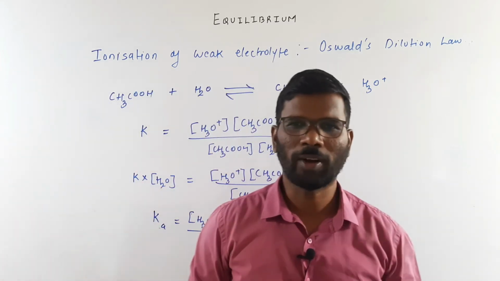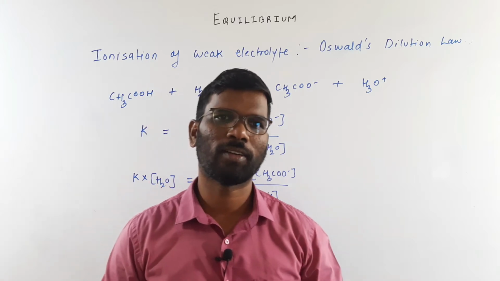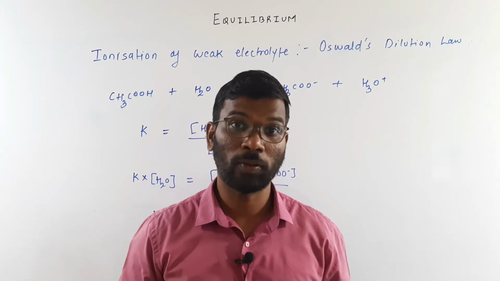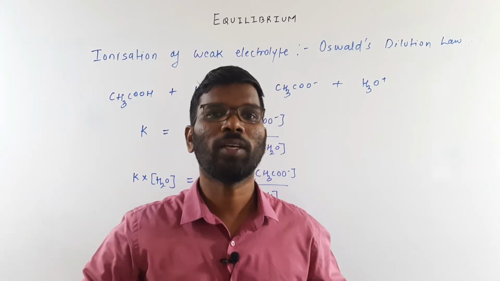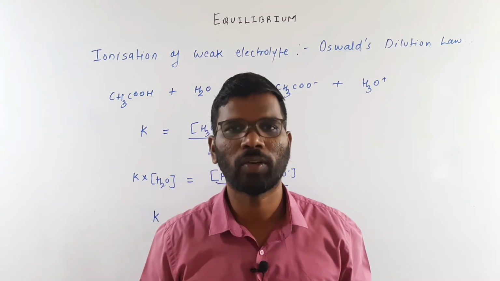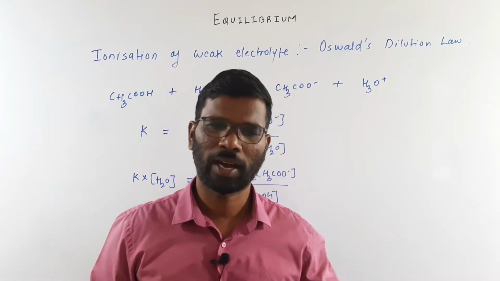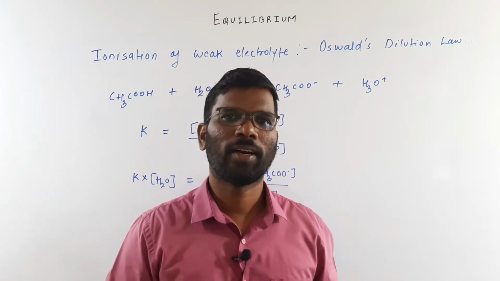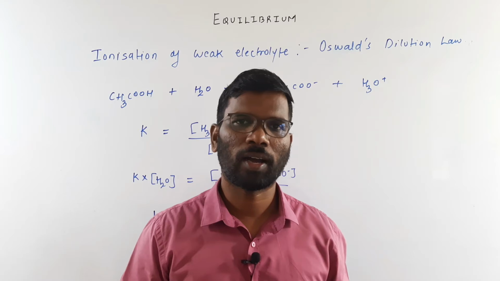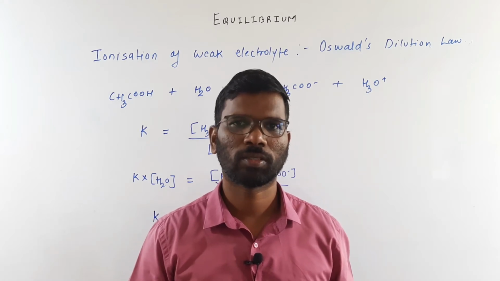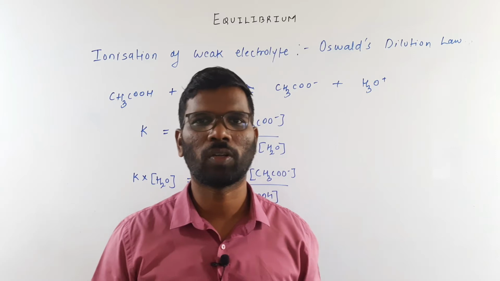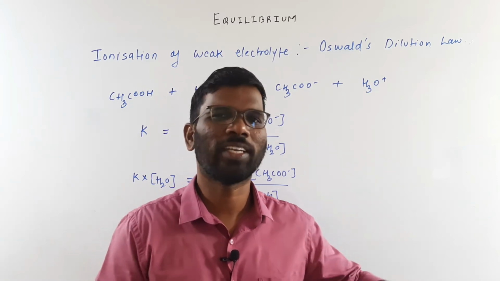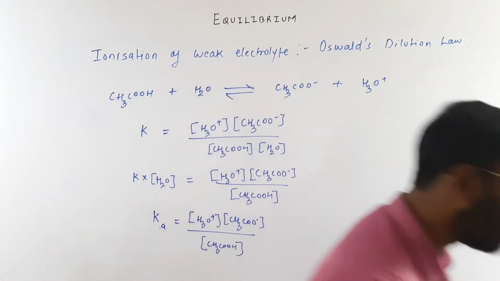Oswald's dilution law. Coming to Oswald's dilution law, what it says is that the degree of ionization is directly proportional to the dilution. The more you dilute, the more dissociation of the weak electrolyte takes place, meaning more ions dissociate. Or, in other terms, the degree of ionization is inversely proportional to the concentration. The higher the concentration, the lower the degree of ionization. So let us prove that over here.